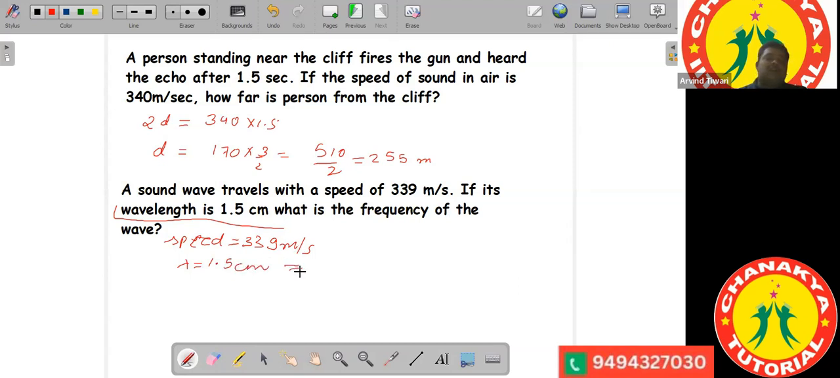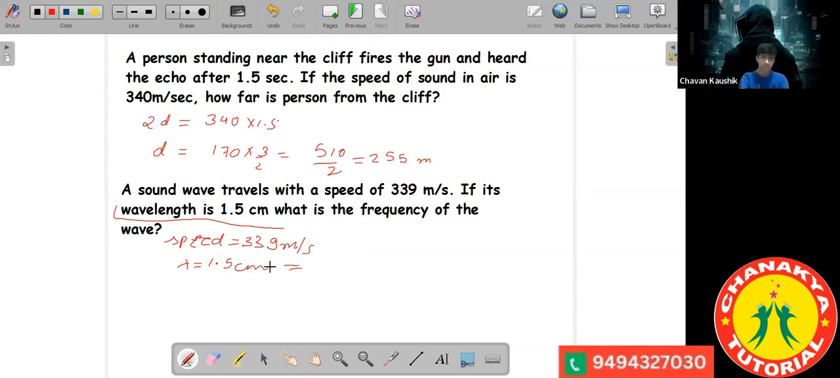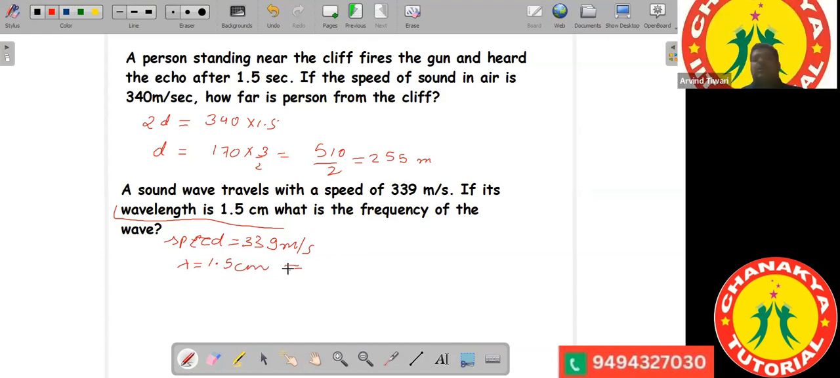So I need to convert it to meter. 1.5 centimeter will be converted to meter. Sir, it will be 0.015. Okay, divided by 100 will make it 1.5 over 100 meter. So this is your wavelength. You can write it as 0.015 meter.